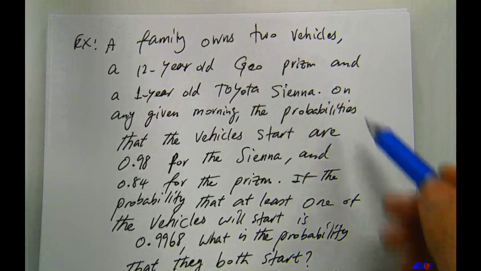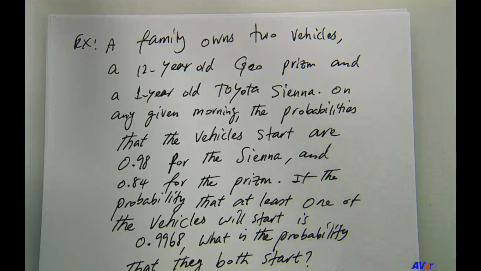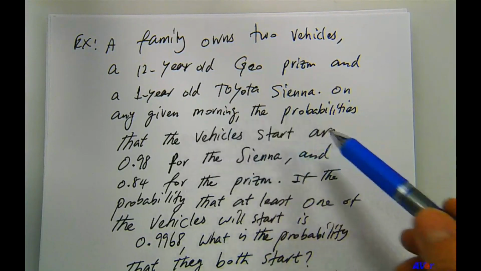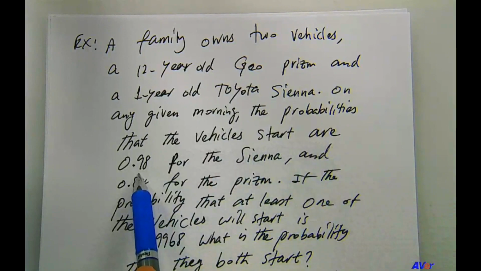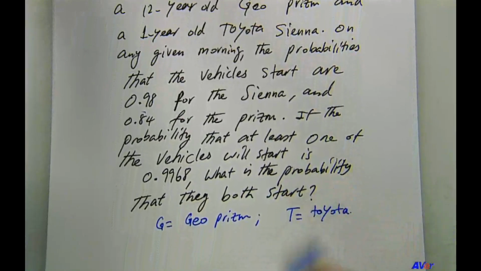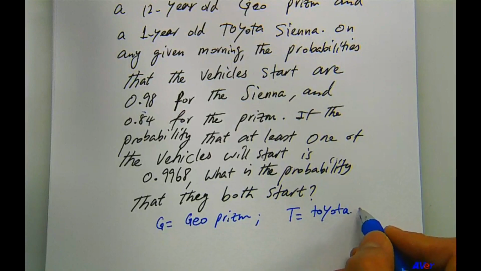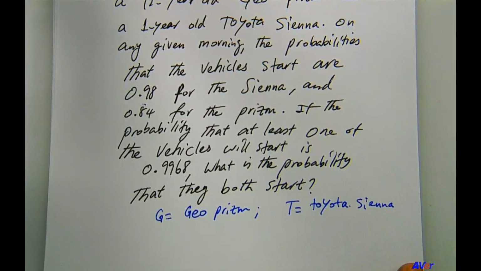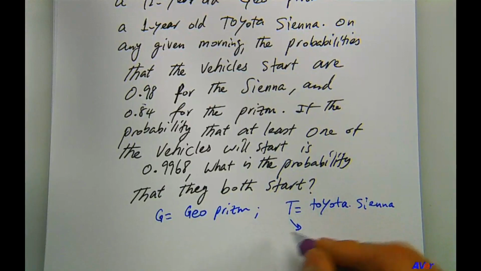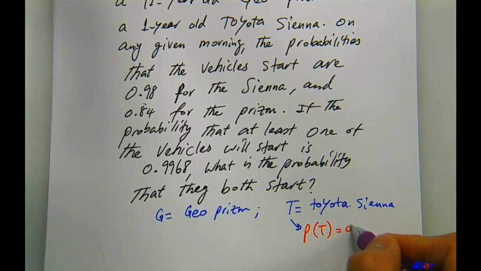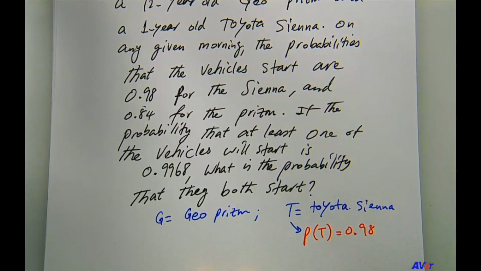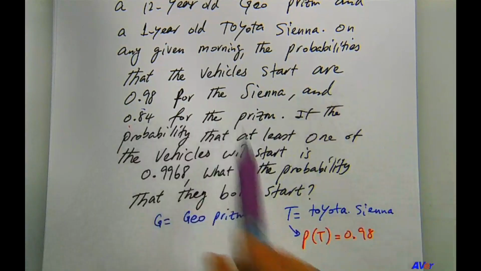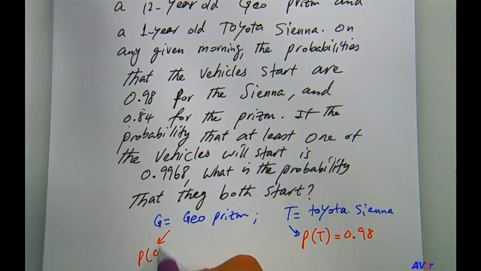Okay. Then, once you introduce the variables, you can attach information to them. On any given morning, the probabilities that the vehicles start are 0.98 for the Sienna and 0.84 for the Prism. So the probability of this is 0.84.